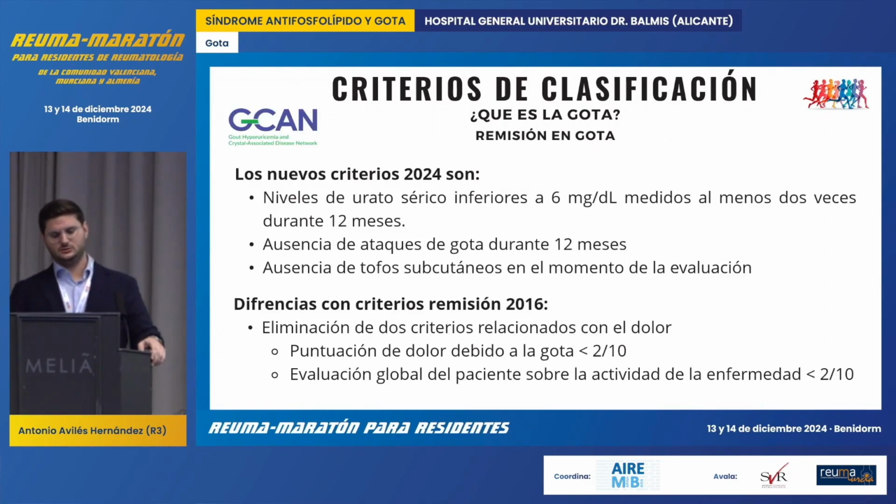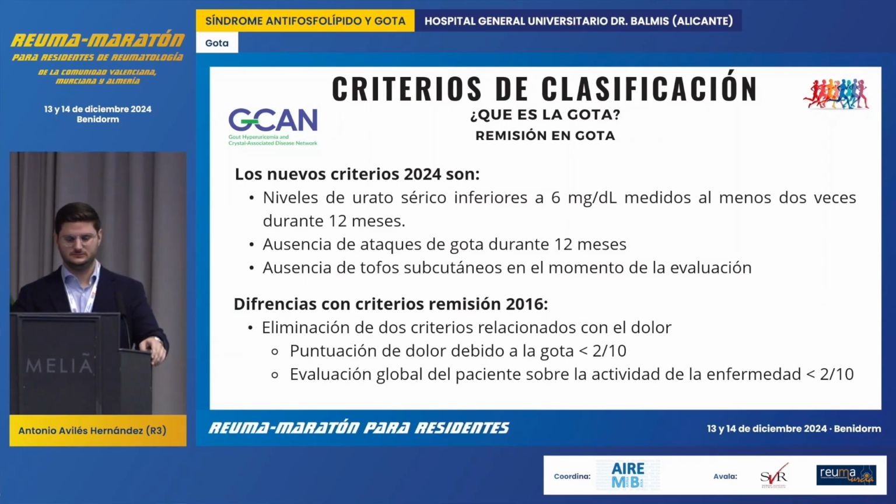However, we must also mention that there is the possibility of remitting the disease. Gout can go into remission, and in fact, at the last GICAN meeting, which is the American Gout Working Group, they met just before this year's ACR, and we established new criteria to define what remission in gout means. It's a simplification of the criteria that previously existed in 2016.